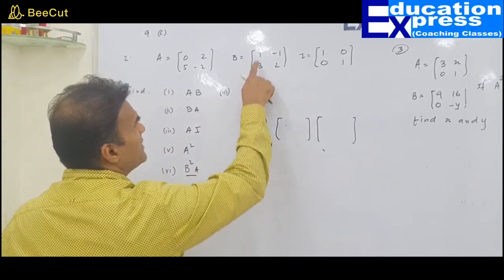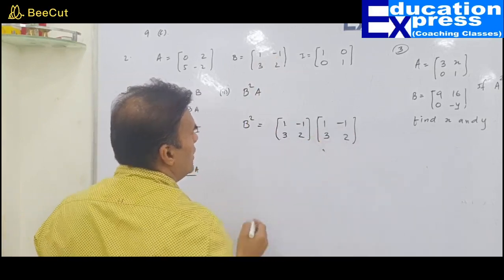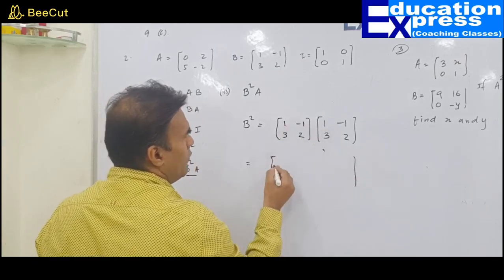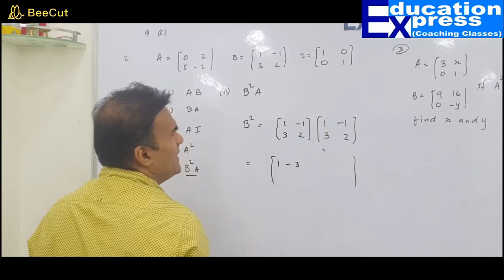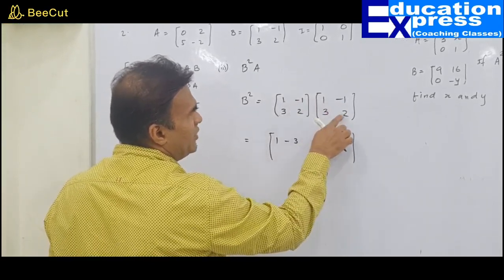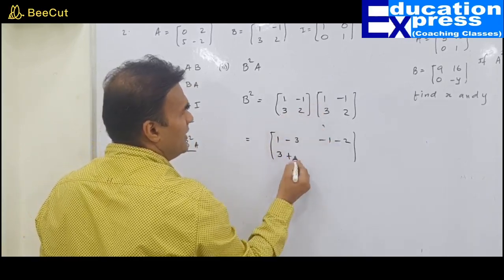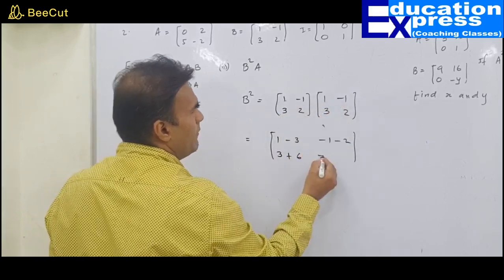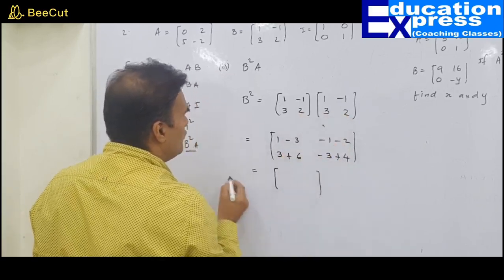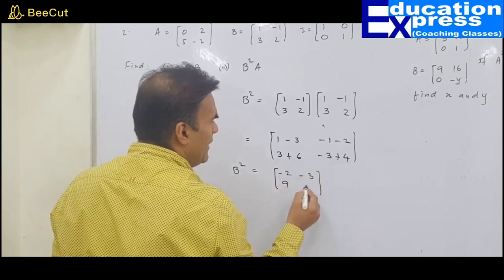For finding B square, we will substitute the value of matrix B: 3, 2, 1, minus 1, 3 and 2. Can we do this multiplication? Some multiplication is absolutely possible. 1 ones are 1. Minus 1 into 3, minus 3. 1 into minus 1, minus 1. Plus, minus 1 into 2, minus 2. 3 into 1, 3. Plus 2 into 3, 6. 3 into minus 1, minus 3. Plus 2 into 2 is 4. So we got the value of matrix B square: minus 2, minus 3, 9 and 1.